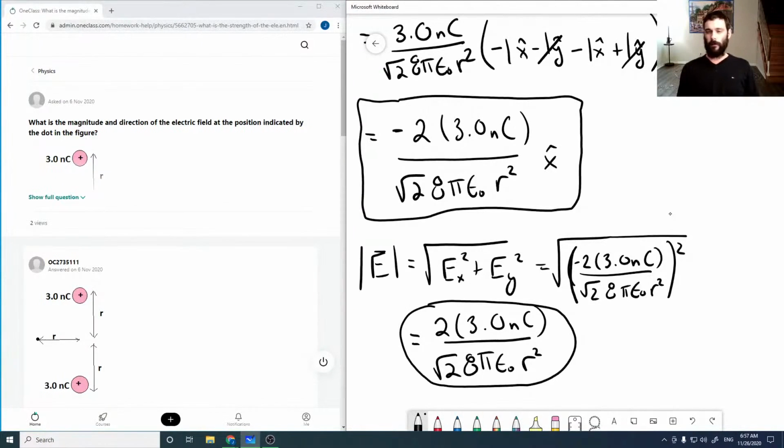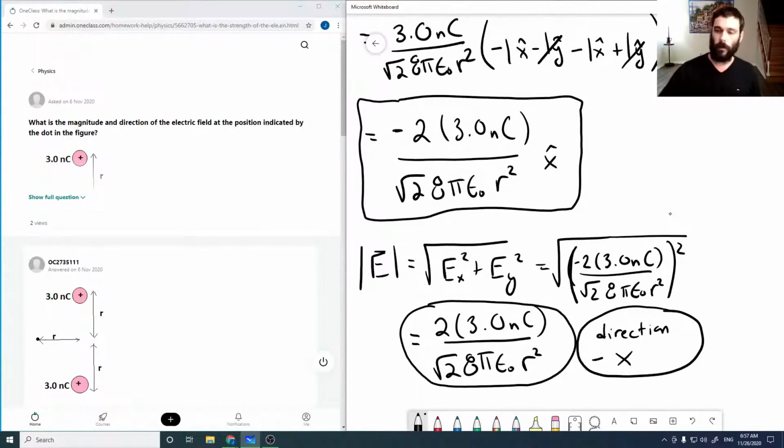And the direction is in minus x. So it's towards the left or in the minus x direction.